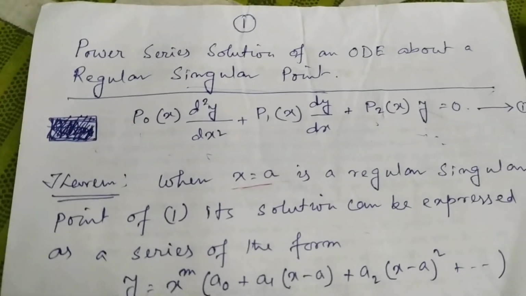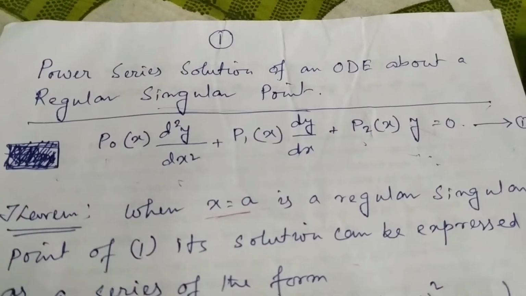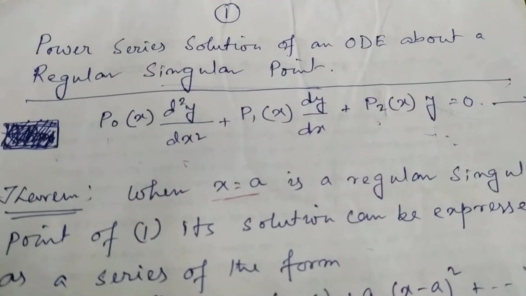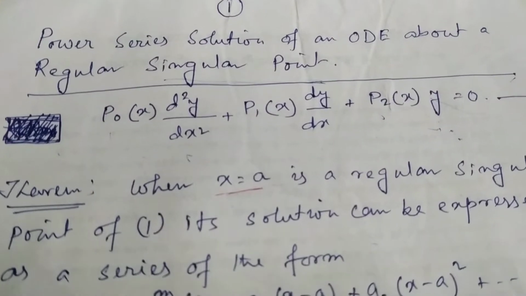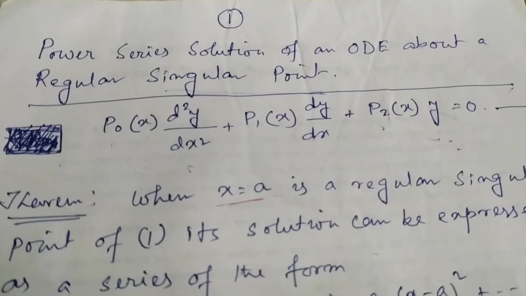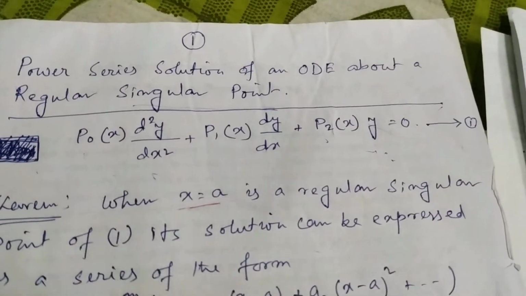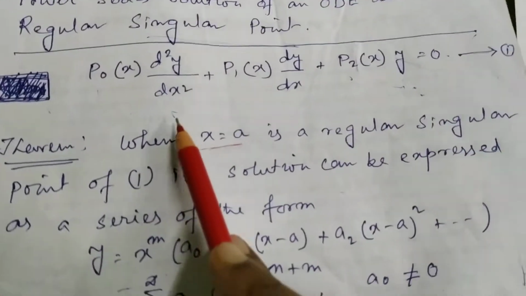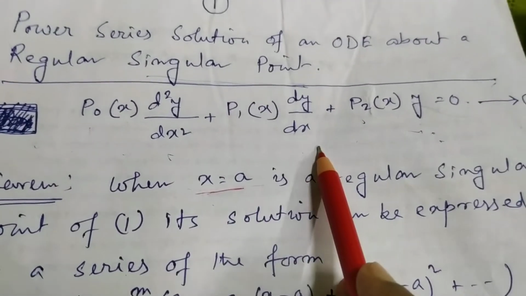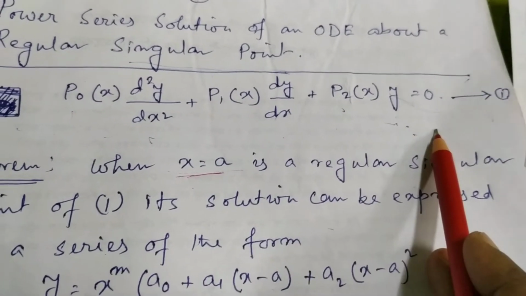In the last session, we discussed power series solution of an ordinary differential equation about an ordinary point. Today's topic is power series solution of an ordinary differential equation about a regular singular point. Let us consider the equation P0(x) d²y/dx² + P1(x) dy/dx + P2(x) y = 0.